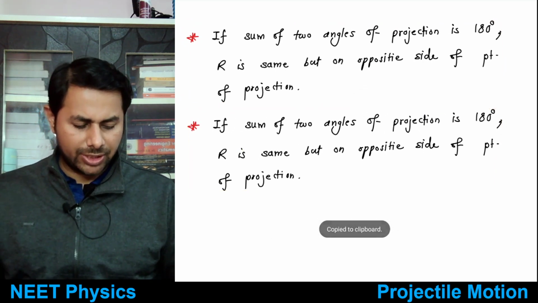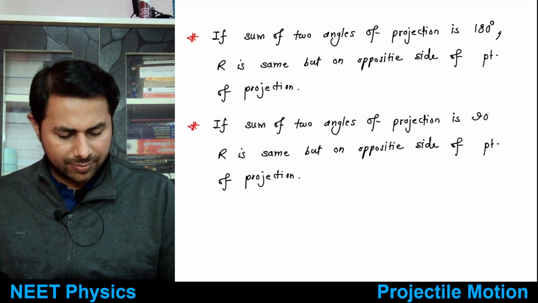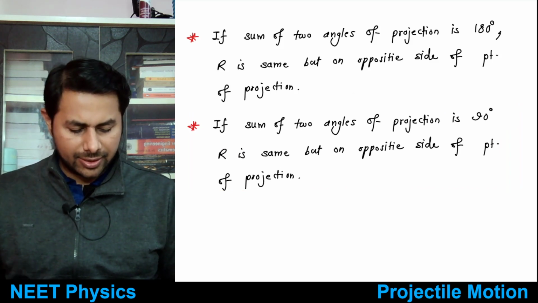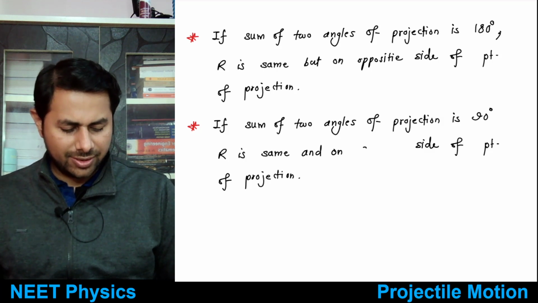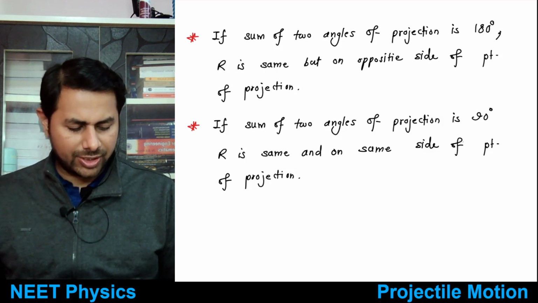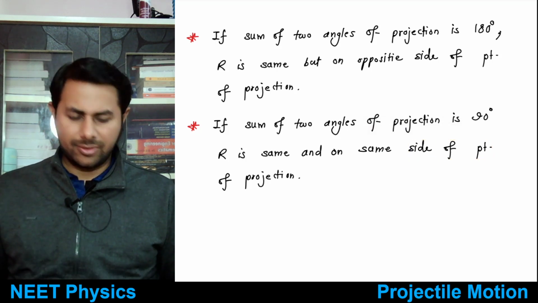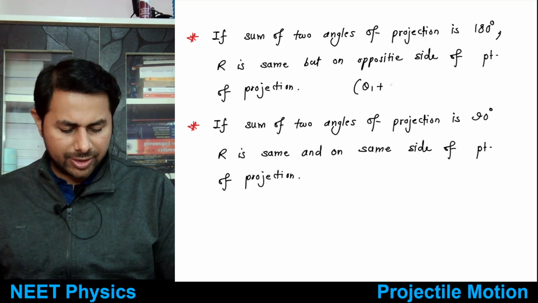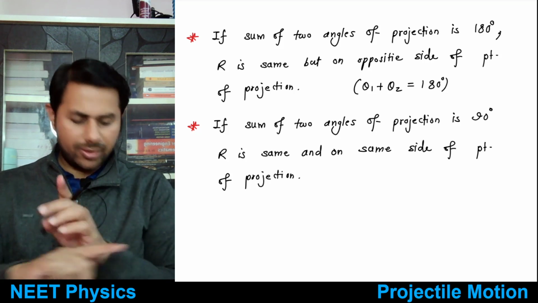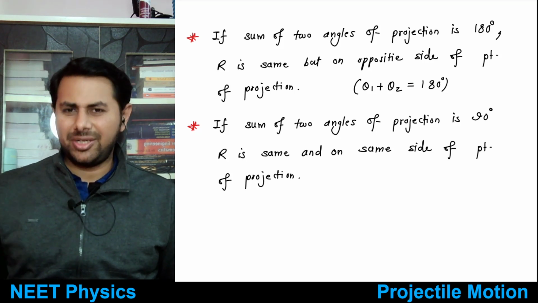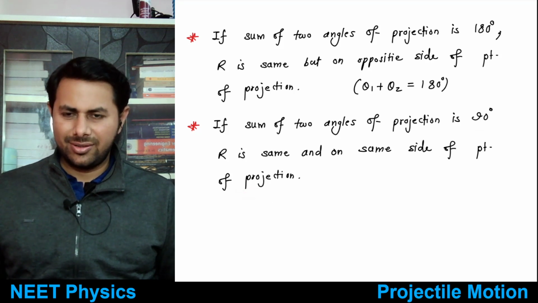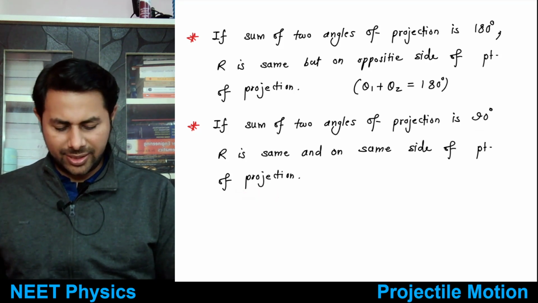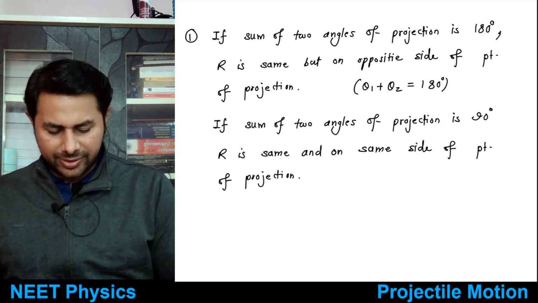If sum of two angles of projection is 90 degrees, then R is same and on the same side of the point of projection. Okay. So this is for theta 1 plus theta 2 is equal to 180 degrees. Then R is same, but it is on opposite side of point of projection. If theta 1 plus theta 2 is 90 degrees, then R is same and it is on the same side of the point of projection. Okay, this thing is clear? Yes, no? So remember these two things.